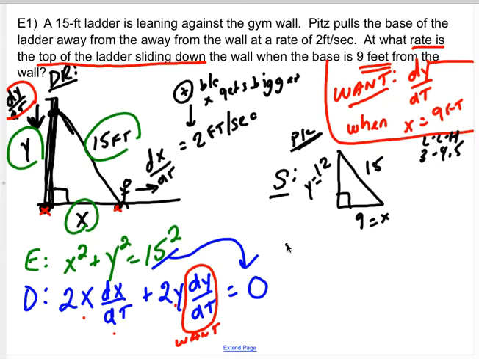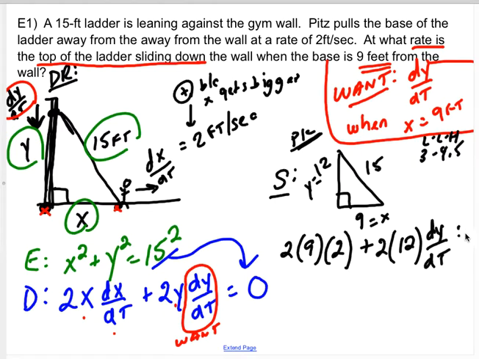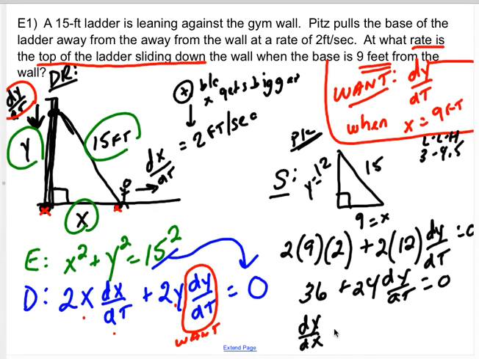So when I substitute in, I get 2 times 9 times dx dt, which was 2, plus 2 times 12 times the thing I don't know, is 0. So that seems to be 36 plus 24 dy dt is 0. Subtract the 36 and divide by 24, and I seem to get that dy dt is negative 3 over 2 feet per second. Oh, sorry, dy dt is what I said. I wrote x, though.